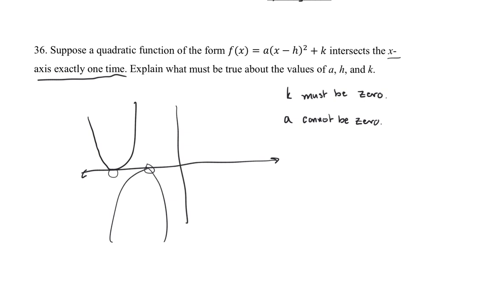So that's something we have to avoid. And then h just translates it to the left or the right. That doesn't really impact how many times it touches the x-axis, so we're okay. That doesn't need to be restricted at all. So just h is any real number.